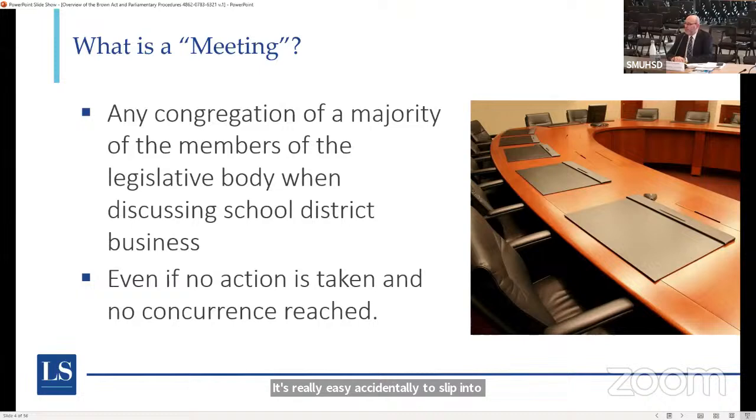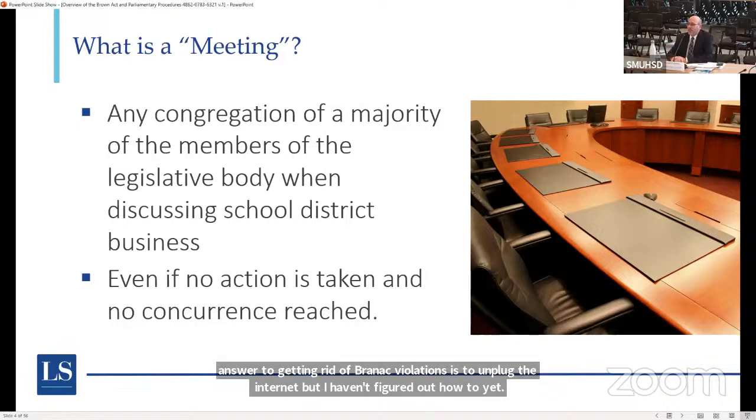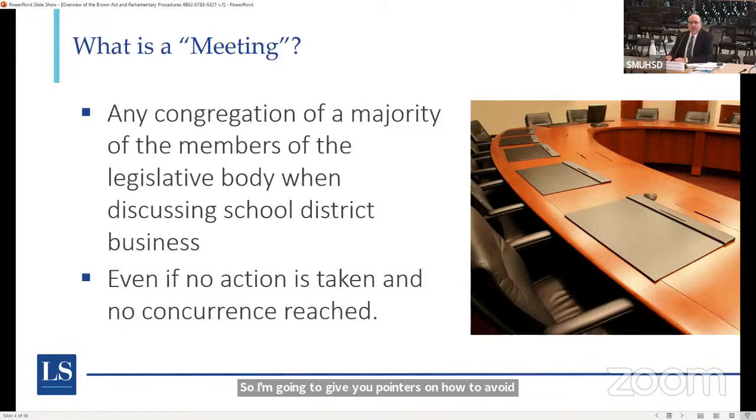The place where it happens the most is online. My answer to getting rid of Brown Act violations is to unplug the internet, but I haven't figured out how to yet. So I'm going to give you pointers on how to avoid those sort of inadvertent violations that happen. Could you also talk about group text and stuff? Yeah, it absolutely includes texts, social media, any form of communication, written, oral. It covers everything. It's as broad as it can possibly be.